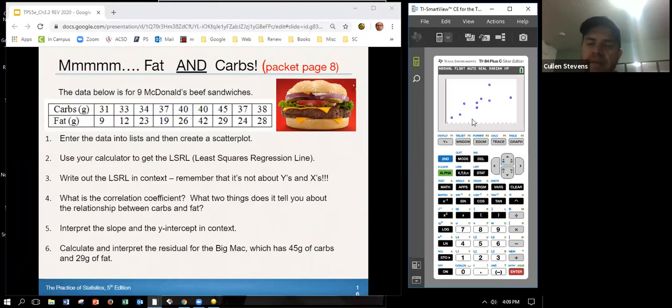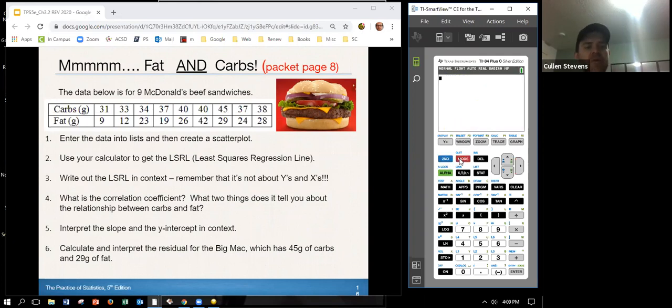So here's what we have. Remember that we can hit trace and look at different things here. So as I go right, I can look here and see, okay, this is the plot. This is the 40, 26. So this is the sandwich with 40 carbs and 26 grams of fat. So that's something we can do that's really nice, is we can make that scatter plot. Okay, so we can copy that. We'd want to make sure that we're labeling our axes, both X and Y. So there's a nice way we can do it. If you're drawing out your scatter plot, that's okay too.